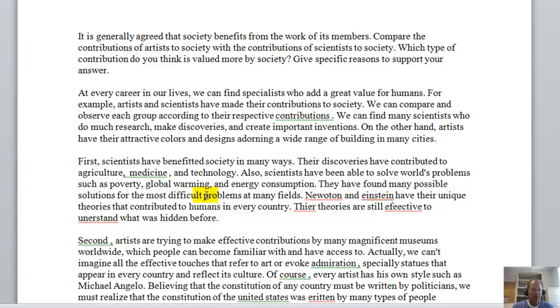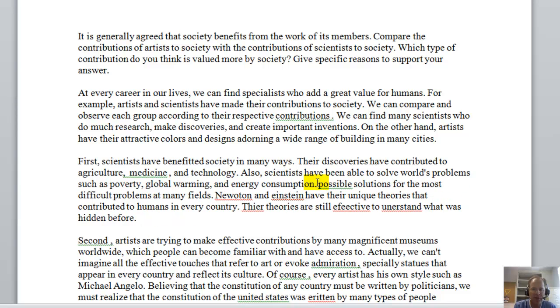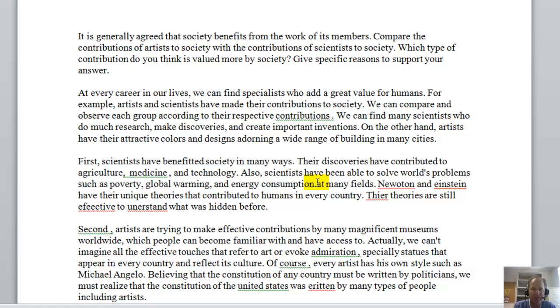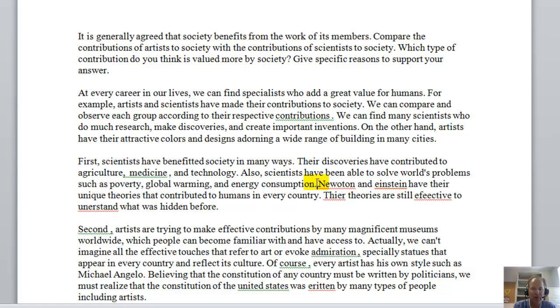They have found many possible solutions for the most difficult problems in many fields. See, you're still talking in general terms, but you're in the middle of the paragraph. Don't give me a salad now. I want a meal. You've got to give me some meat here, something that I can digest and I can eat. So I don't think this is going to work very well. But bringing up Newton, I think, is very important.